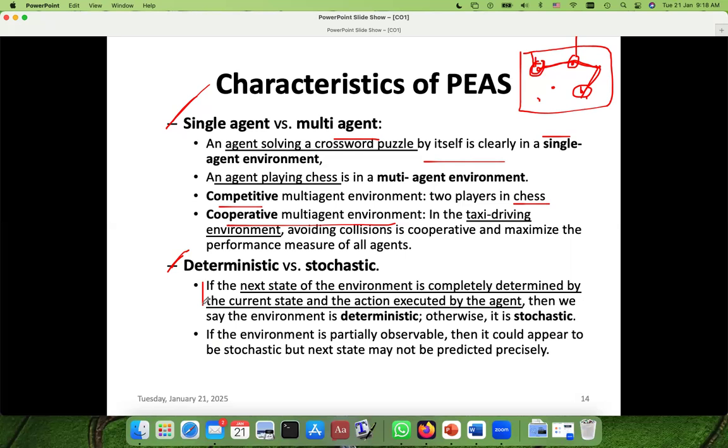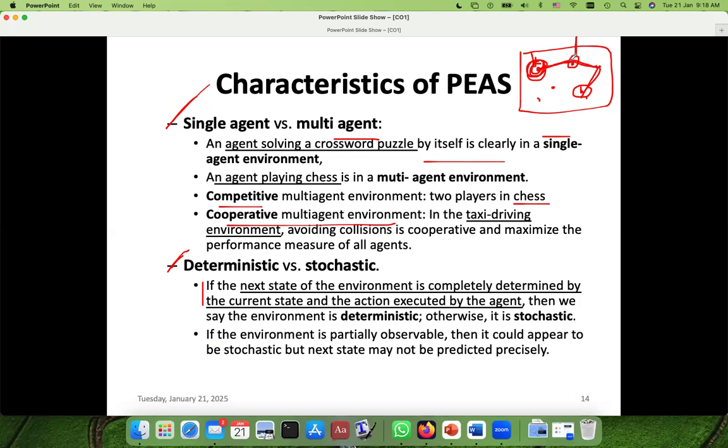An environment in which your agent is on the current state, and our agent is doing navigation. If your agent on the current state can determine the next state by considering the action between these two states, then that environment is called deterministic. That you can determine the next state.